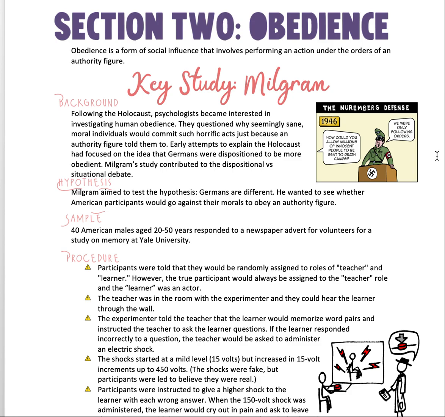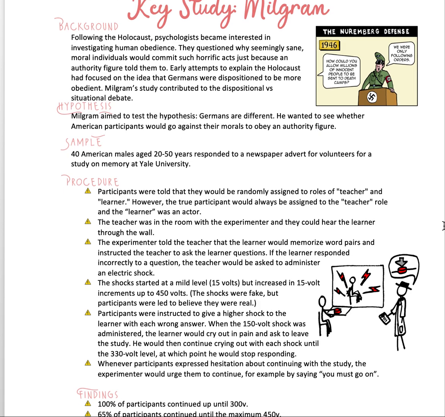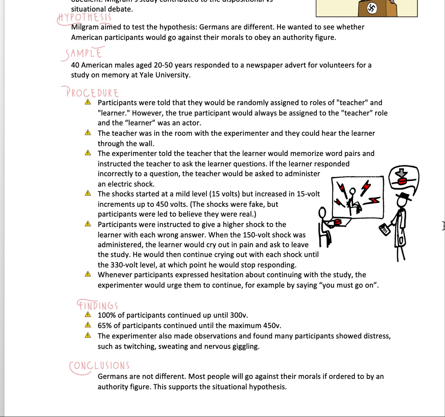So his hypothesis was that Germans are different, and he therefore wanted to test the obedience levels of American people to see whether they would go against their morals in order to be obedient. That would allow a contribution to this discussion about whether people were dispositionally obedient or whether it was the situational context that happened at the time. So, 40 American males at Yale University, and it was a volunteer sample.